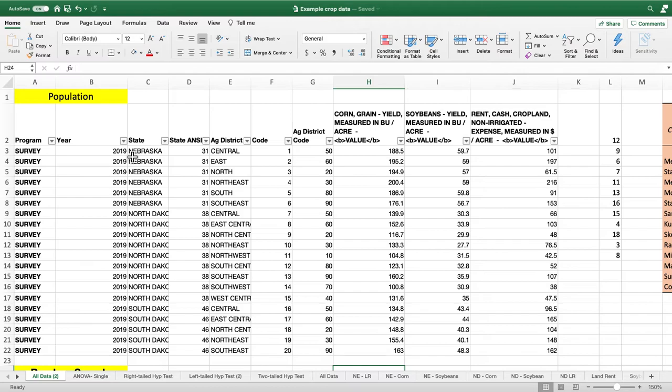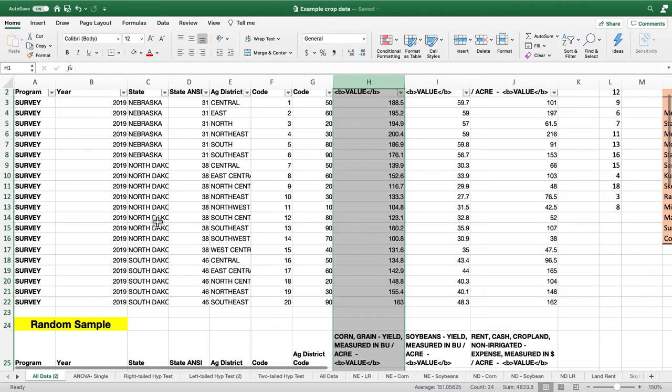So we're going to look at, obviously, states. We've got Nebraska, North Dakota, and South Dakota. So I'm going to look at the problem of, are grain yields in all three of these states the same? What that means is we're going to look at corn specifically, and we're going to use our population because it's not the true population.